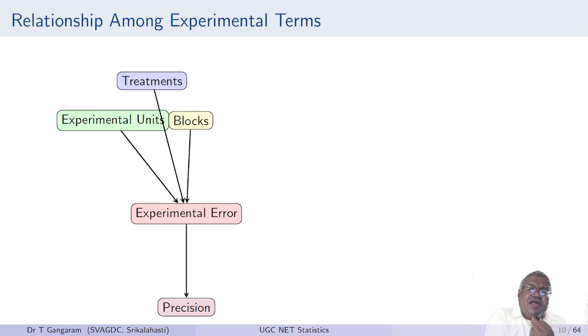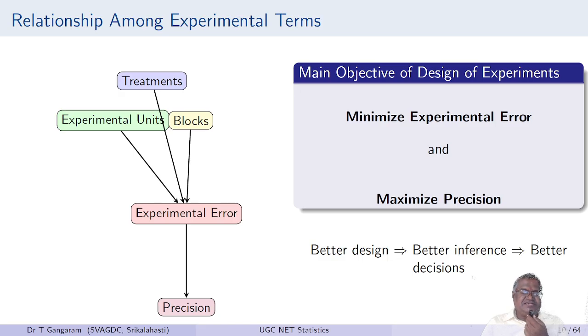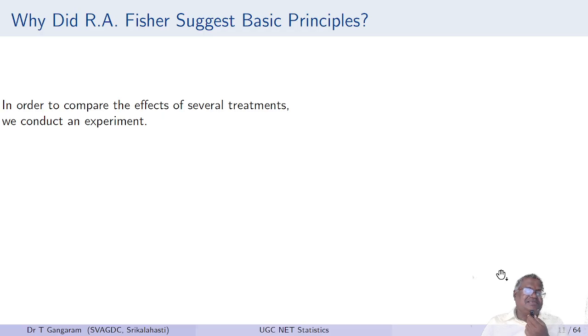Relationship among experimental terms. Here, the treatments and experimental units are the main causes of experimental error. By reducing the experimental error, we can increase our precision. Our main objective of design of experiments is to minimize experimental error and maximize precision. Better design, better inference, better decisions.